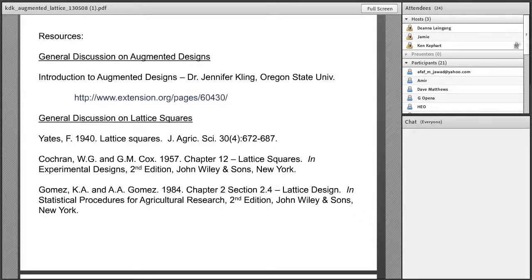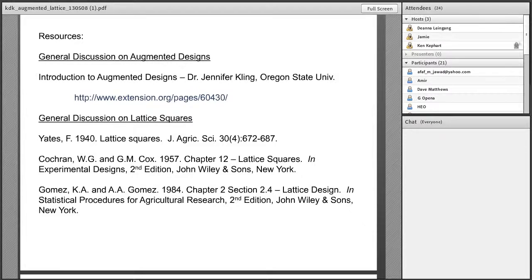Lattice squares were developed in the 1930s. A lot of the work was conducted by Ronald Fisher and Frank Yates at Rothamsted. They had a number of publications related to this, but it culminated in the 1940 paper that you see there, published in the Journal of Agricultural Science, simply titled Lattice Squares, and that's kind of the definitive hallmark of when these designs came about.